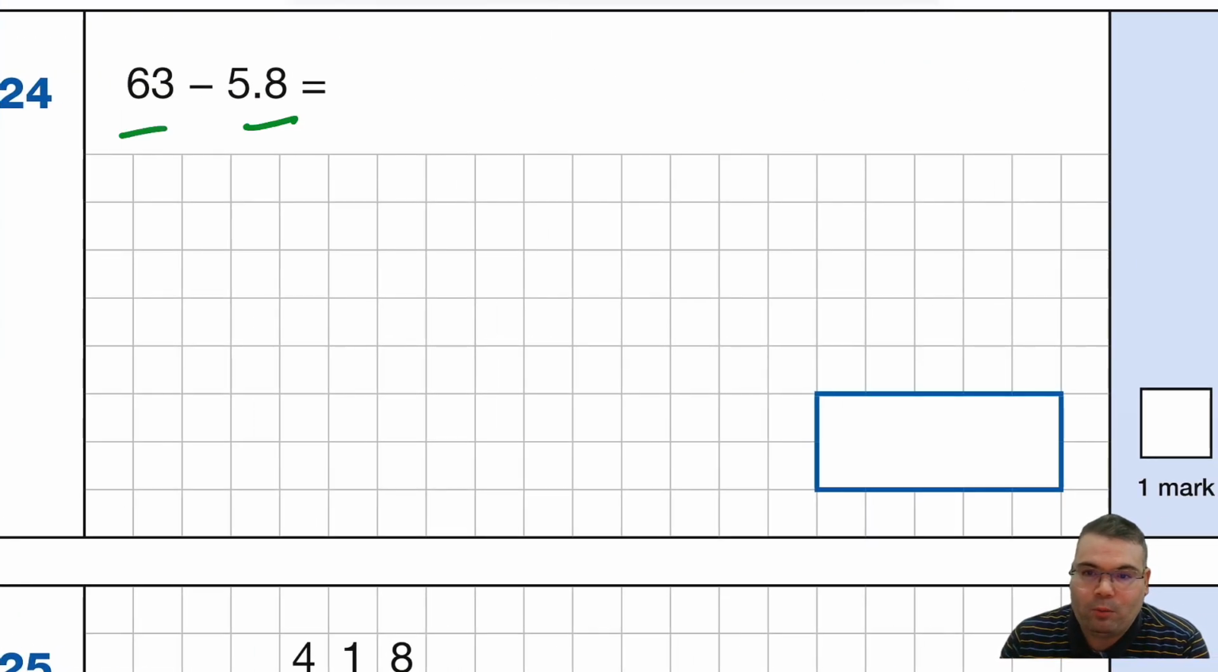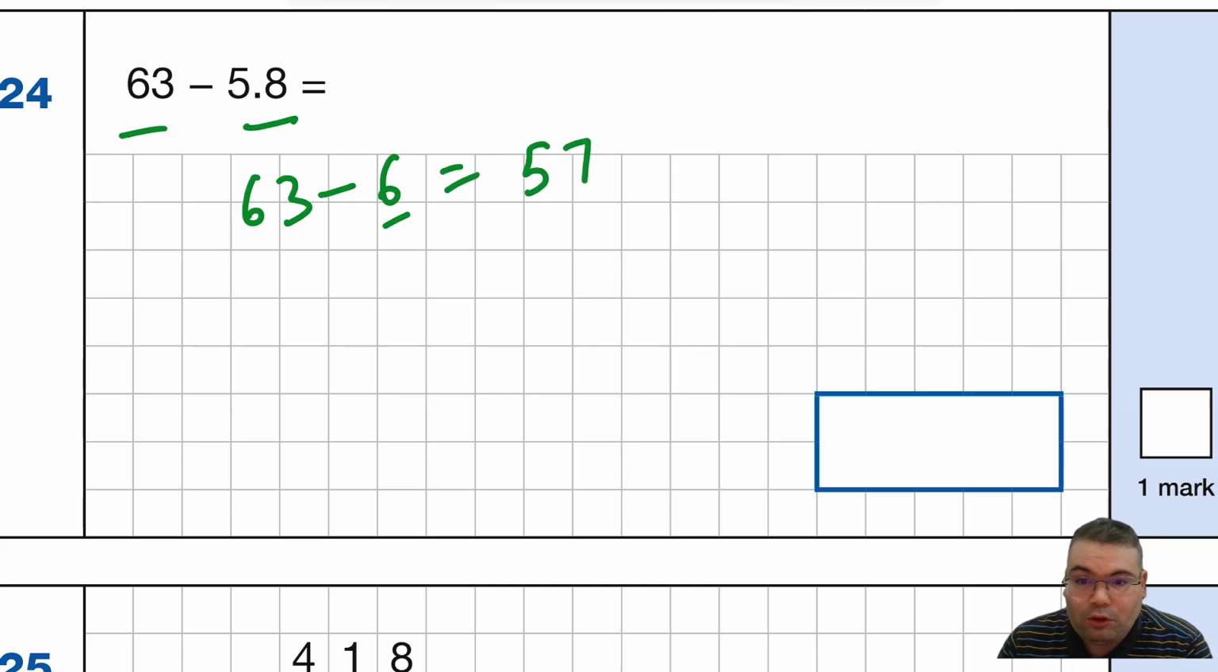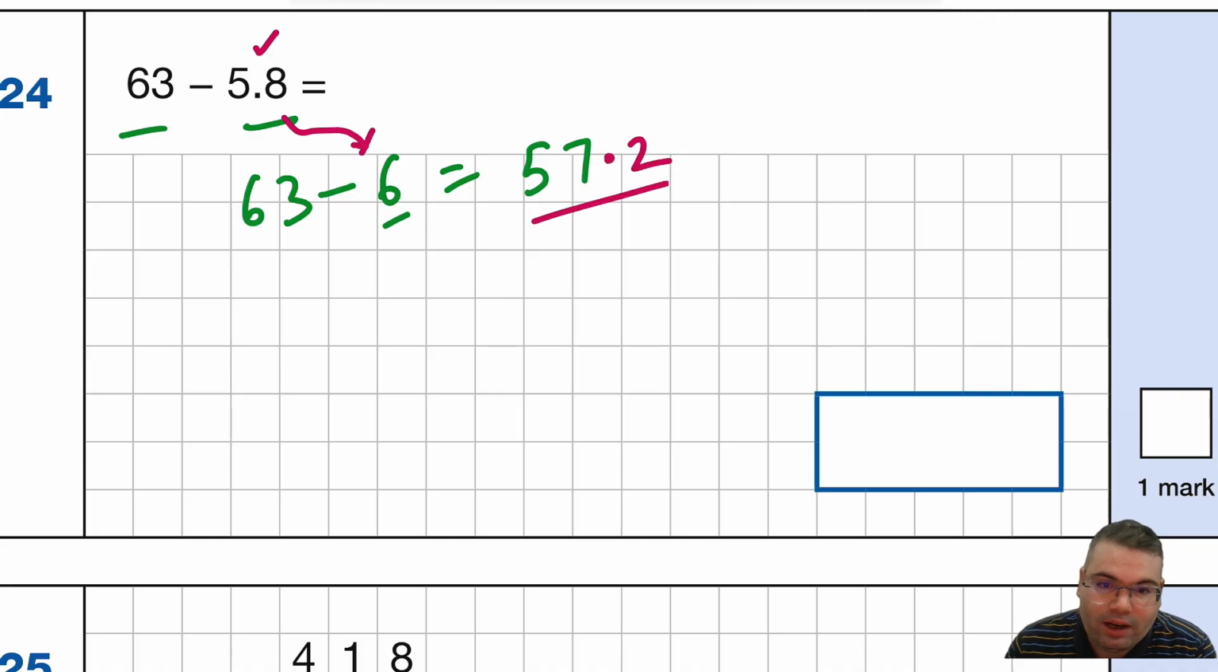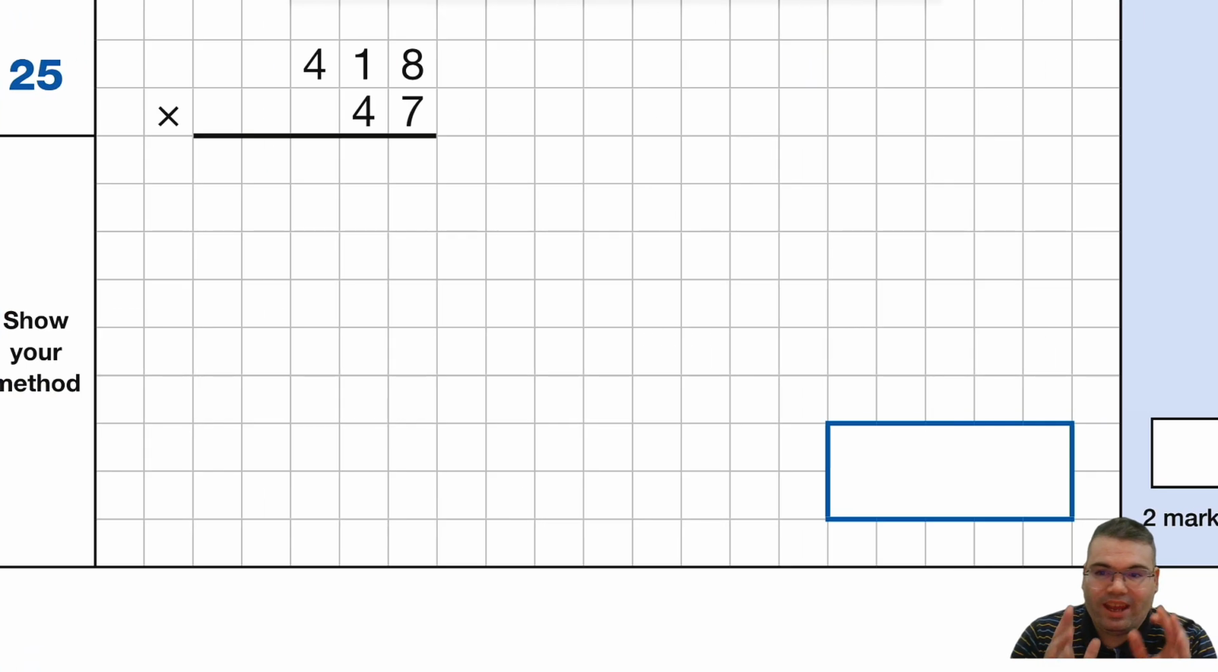63 take away 5.8. Here let's subtract 5.8 from 63. We just do it with the compensation method. Okay, so 63 take away 6, that is 57. Now just see, we need to subtract 5.8, but we have subtracted 6, which is 0.2 extra. So that 0.2 you need to add. So our final answer is 57.2.